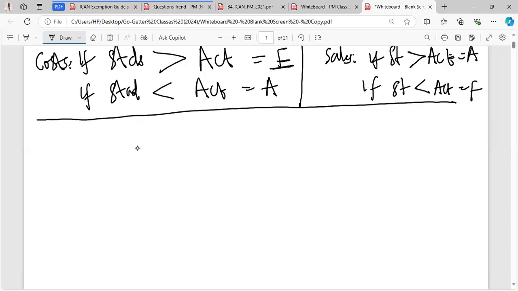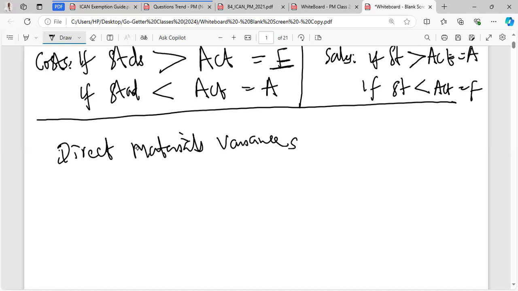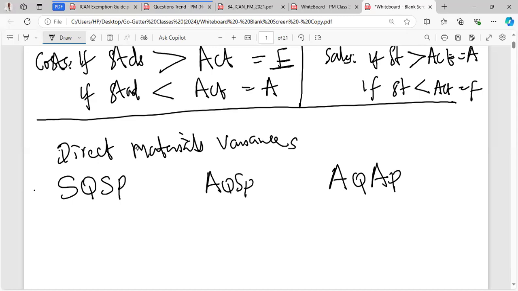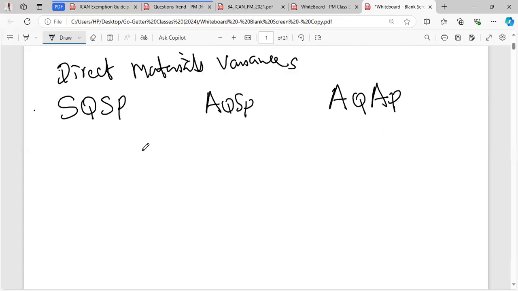So we now say this is direct material variances. So we said standard versus actual, right? So we start with standard quantity, standard price. Then we have actual quantity, actual price. In the middle sits actual quantity, standard price. So that's the thing we need to first know.